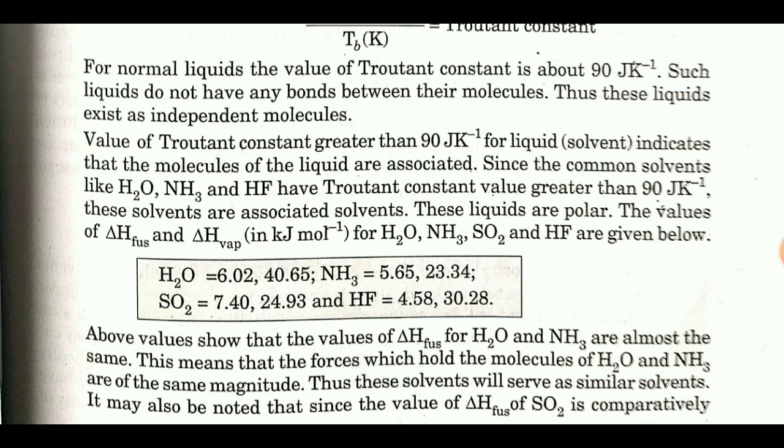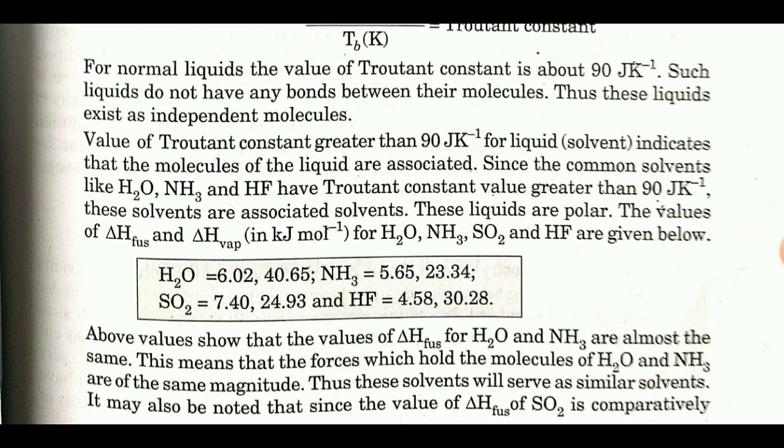Such liquids do not have any bonds between their molecules. Thus, these liquids exist as independent molecules. A value of Trouton's constant greater than 90 joule per Kelvin for a liquid solvent indicates that the molecules of the liquid are associated. Since the common solvents like H2O, NH3 and HF have Trouton's constant value greater than 90 joule per Kelvin, these solvents are associated solvents.